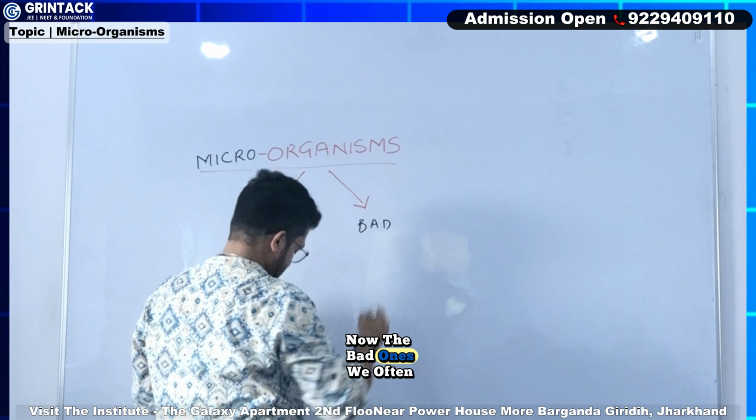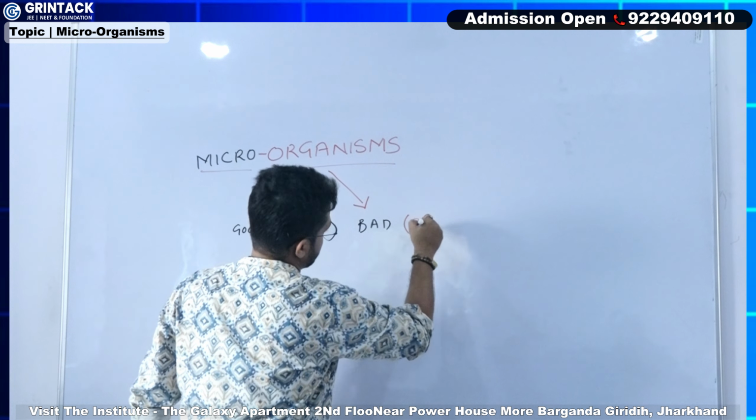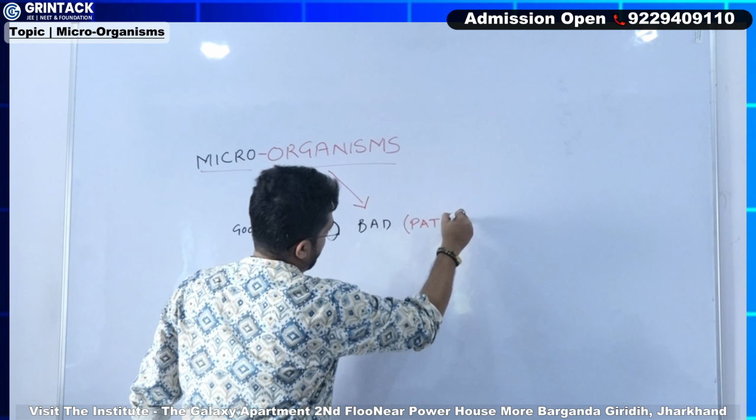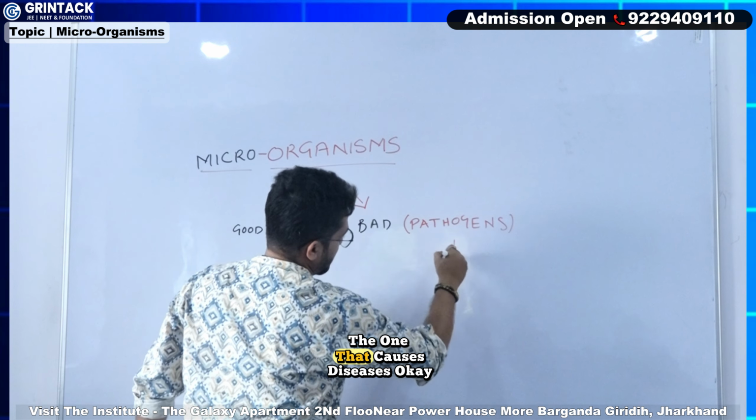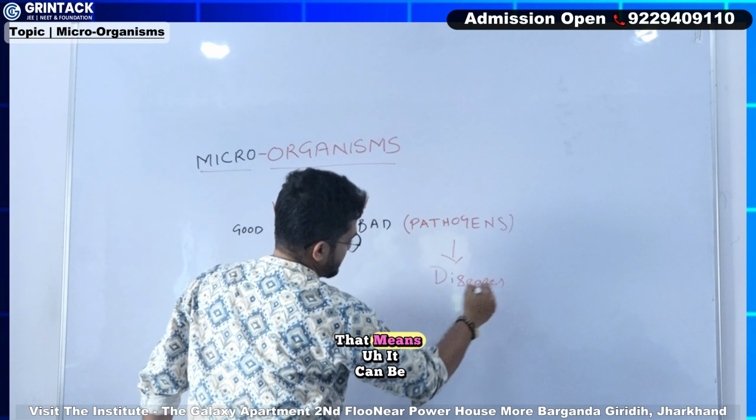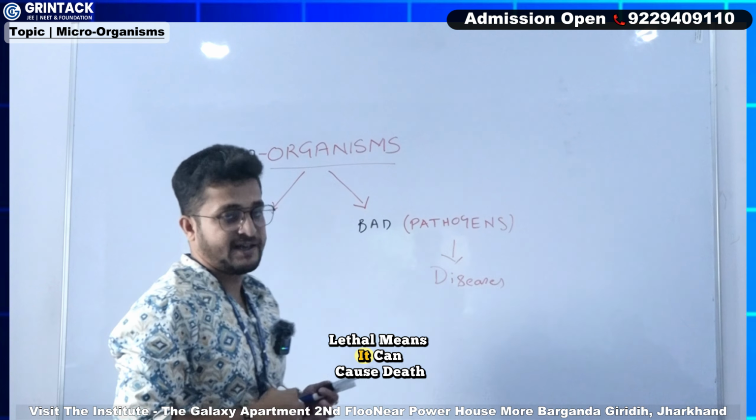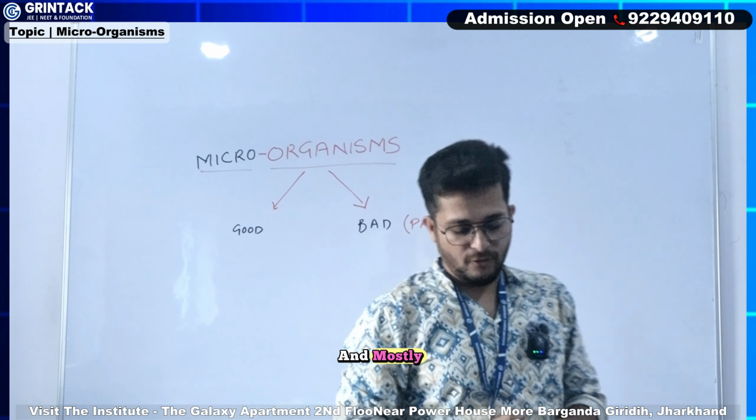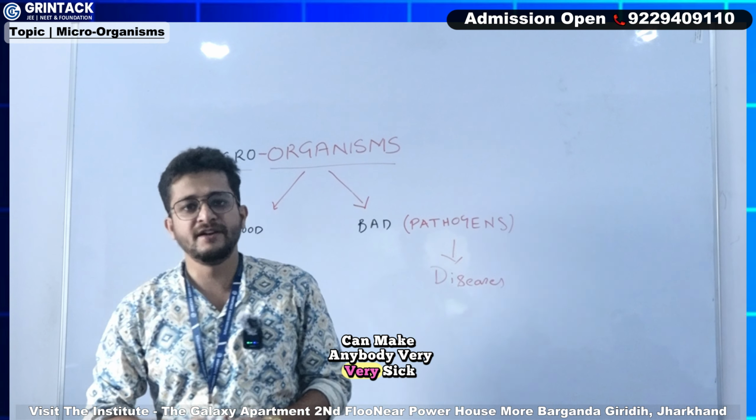Now, the bad ones, we often call them pathogens. So, what is a pathogen? The one that causes diseases. Okay? That means it can be infectious, it can be lethal. Lethal means it can cause death, and mostly can make anybody very sick.